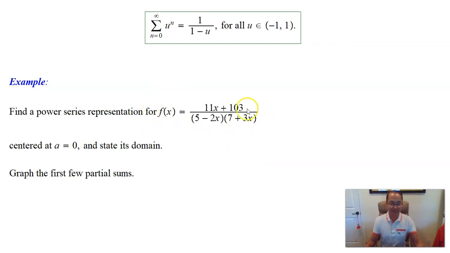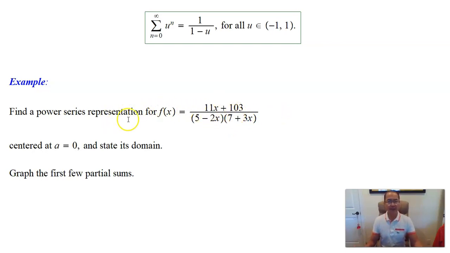All right, so here's the function that we're going to be working on for the rest of the video. God, where did that come from? 11x plus 103 over 5 minus 2x times 7 plus 3x. Okay, so we have two vertical asymptotes going on here. One at 5 over 2, one at negative 7 over 3. It's kind of like the second representation, where we had 1 over 1 minus x squared, vertical asymptote at plus 1 and minus 1. Okay, this looks a lot nastier though.